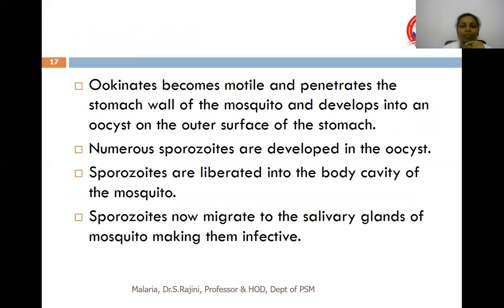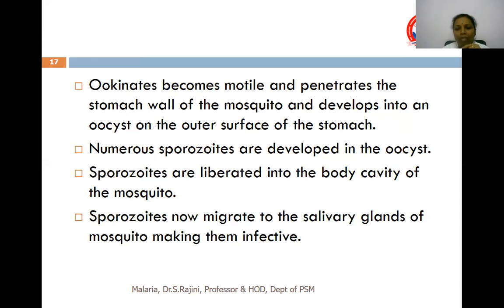So the ookinetes now become motile and penetrate the stomach wall of the mosquito and develop into an oocyst on the outer surface of the stomach. It comes out of the stomach by piercing the stomach wall. Numerous sporozoites are developed in the oocyst. So now the sporozoites are liberated in the body cavity of the mosquito.